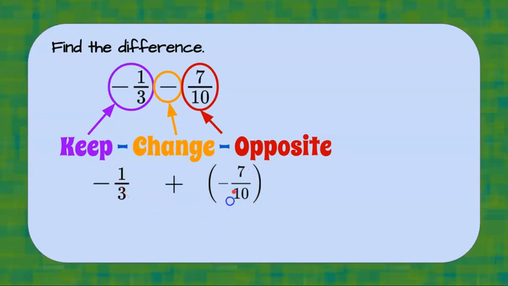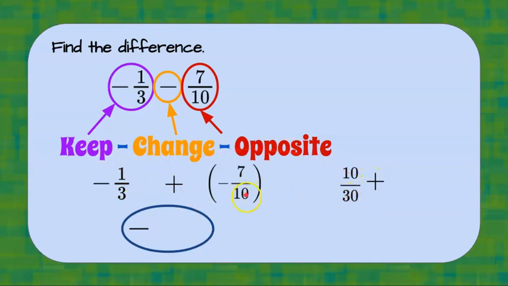They have the same sign. Make my plan. It will be negative. If they have the same sign, we keep it. Now we can add the absolute values. But I need to have a common denominator. So the least common denominator with 3 and 10 would be 30. 3 times 10 is 30, so I must multiply the numerator 1 also by 10. 1 times 10 is 10.